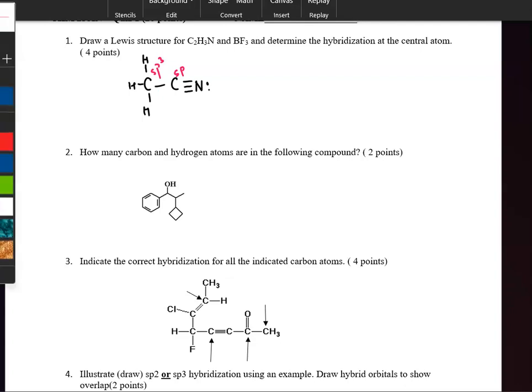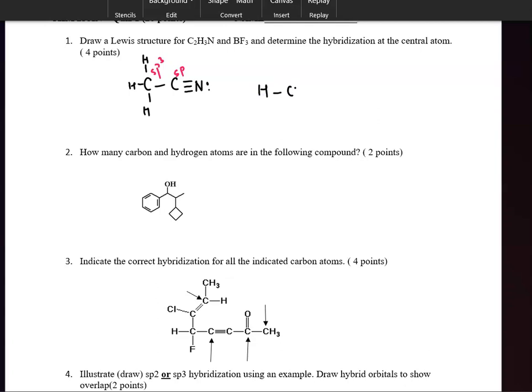The other way by which you can draw the structure is by violating the octet rule. So you can draw a triple bond to the carbon, and then with two hydrogens attached to the nitrogen. Okay, so this also covers 2, 4, 6, 8, 10, 12, 14, 16 valence electrons. So this is also a correct valid structure. And in this case, both the carbons are sp hybridized.